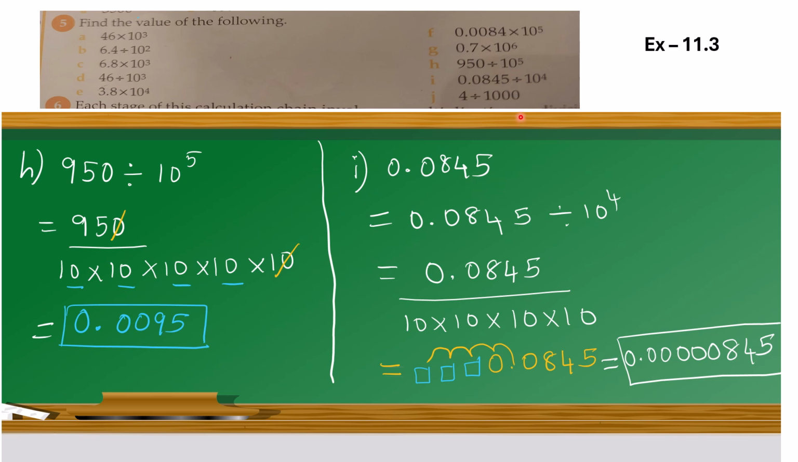I sum is 0.0845. We have to divide by 10 power 4. So 0.0845 by 10 power 4 we can write as 10 into 10 into 10 into 10. Okay, how many zeros are there? 4 zeros are there. So we have to move this decimal point to our left side, but we have to add 4 places along with this number. So 0.00000845. So after the decimal point, we have 8 places now.